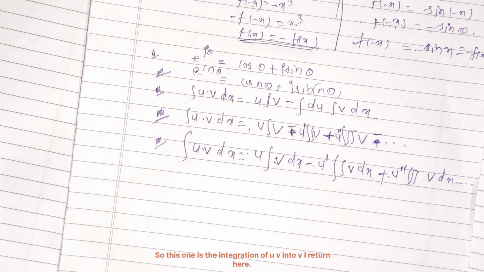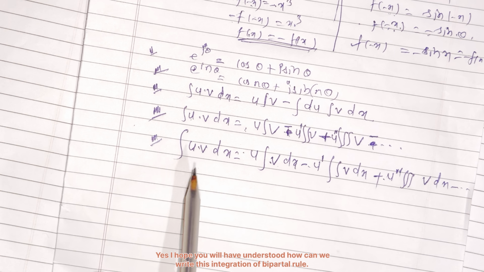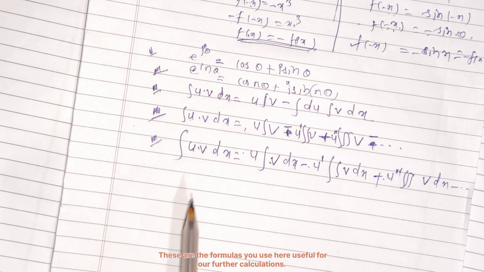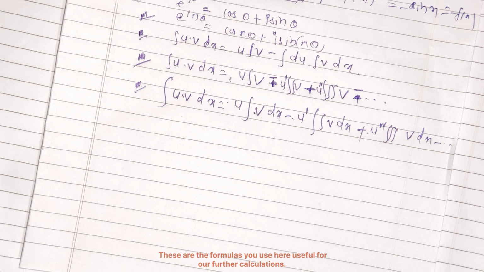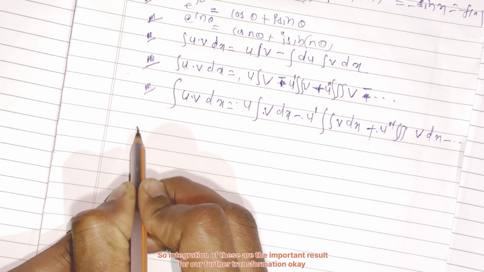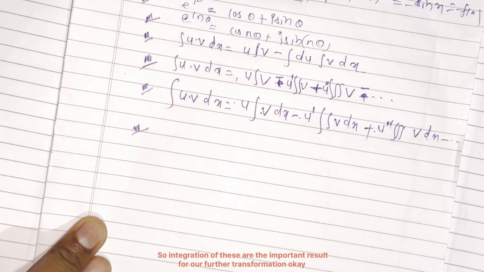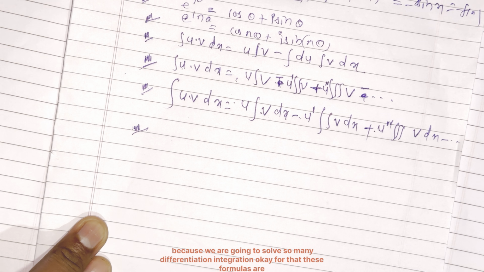I have written it here. I hope you all have understood how we can write this integration by parts rule. These are the formulas used here, useful for our further calculations. Now one more result that we need here. These are important results for our Fourier transformation, because we are going to solve so many differentiations and integrations, and for that these formulas are needed.